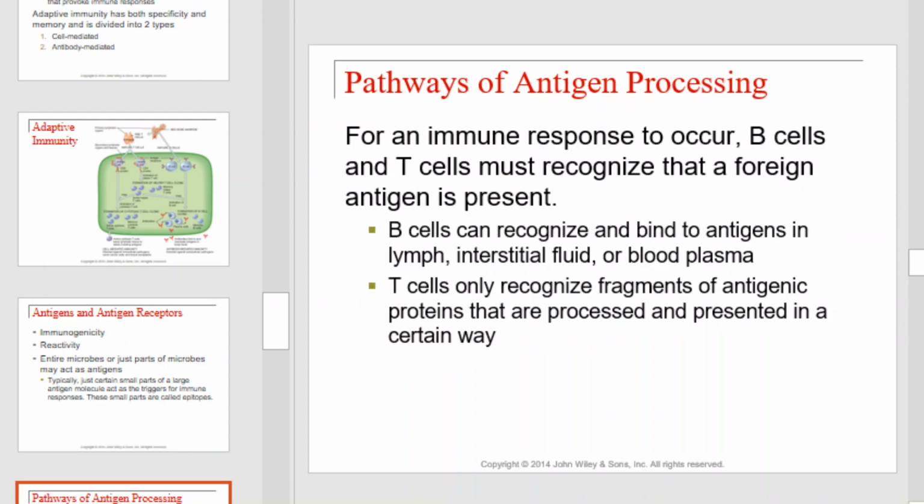For an immune response to occur, B cells and T cells must recognize that a foreign antigen is present. B cells can recognize and bind to antigens in lymph, interstitial fluid, or blood plasma. T cells only recognize fragments of antigenic proteins that are processed and presented in a certain way.